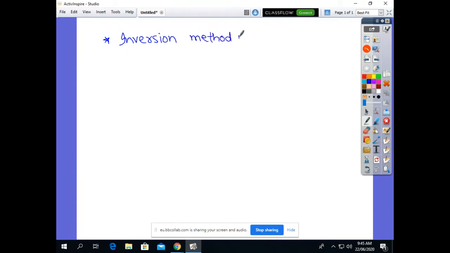Matrix inversion method is: we first find the inverse of a matrix A, which is equal to the adjoint of A divided by its determinant, and then we find the values of x and y. How do we calculate the values of x and y? We calculate by this.